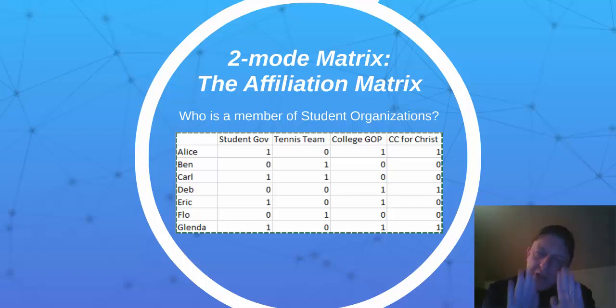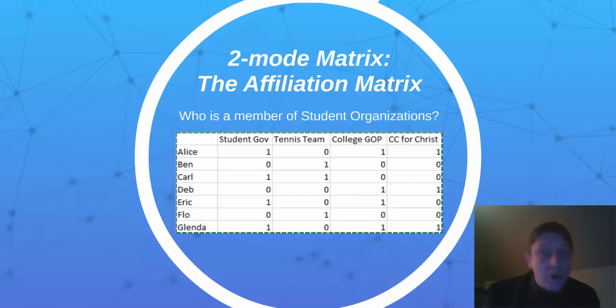And if you have two kinds of objects, how would you represent that in a matrix? By moving away from the one-mode convention of a matrix, which says, oh, the rows and the columns are the same, and we're looking at the relationship between two nodes. No, we're not looking at that anymore. In a two-mode matrix, the rows and the columns are different.